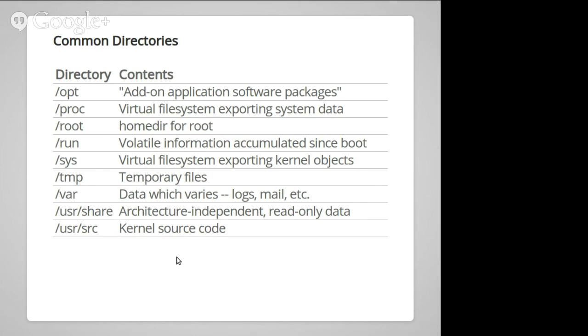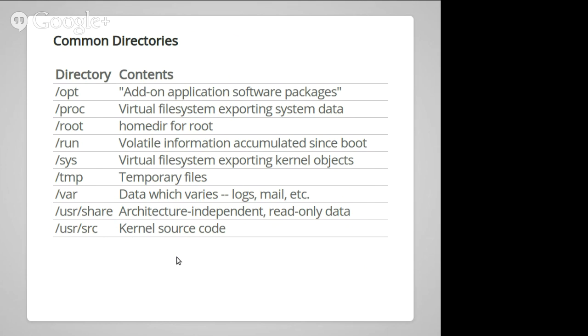Sys exports kernel objects for you to read from, sometimes write to. Temporary files show up in tmp. You often expect them to be deleted on reboot. Var is the most usefully named thing ever: data which will change. In practice, you'll find var www on most web servers, and then a bunch of site names if you're in shared hosting. Because the content of a website is going to vary, I guess, and that's just where you host sites from.